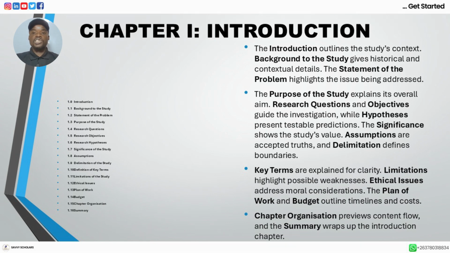Then you have the chapter organization. The chapter organization previews how the content is going to flow from chapter 1, chapter 2, chapter 3, chapter 4. So you'll outline briefly what you're going to be talking about in chapter 1, what you're going to be talking about in chapter 2, etc. Then the summary wraps up the introduction chapter.